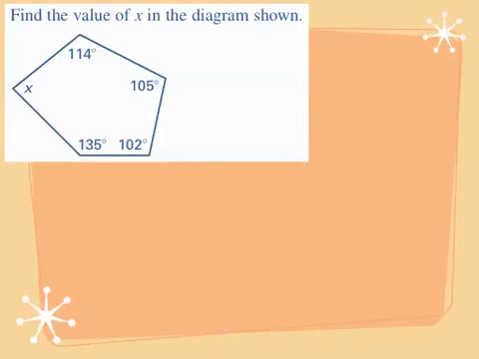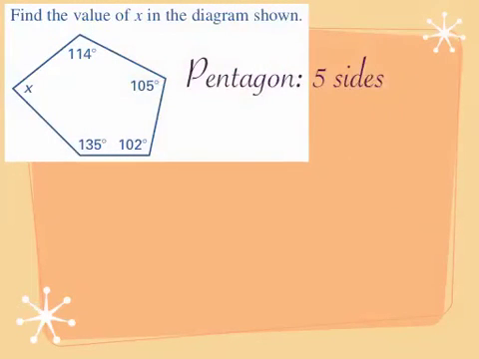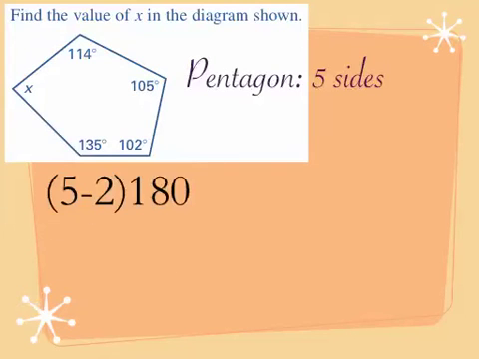The first example asks us to find the value of x in the diagram shown. Looking at this diagram, I know that this shape is a pentagon, which means it has 5 sides and 5 angles. Using the theorem, I can say that (5 minus 2) times 180 will give me the sum of the interior angles. I need this to solve for x because I need to be able to add my 5 angles together and set it equal to something.